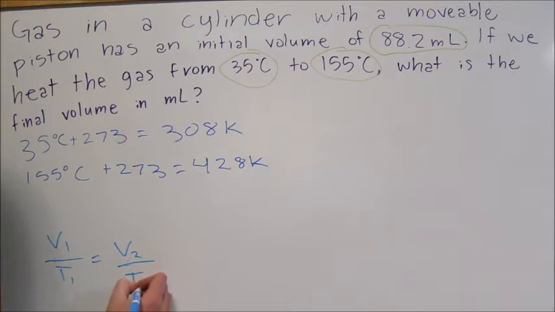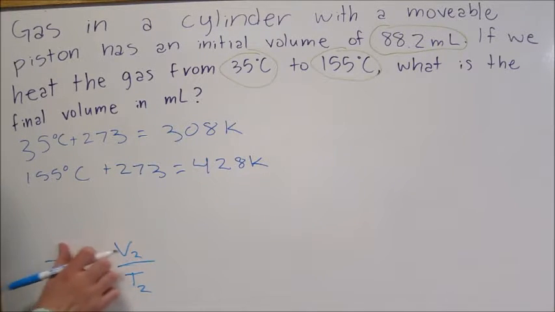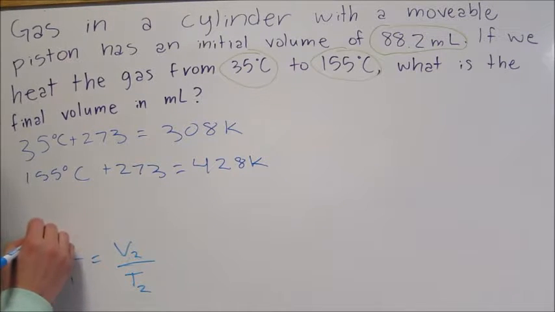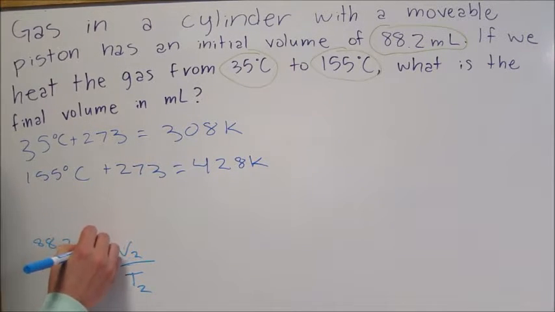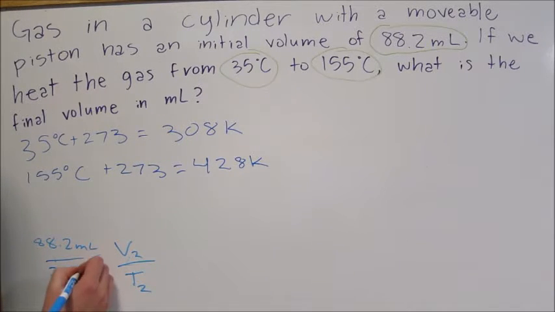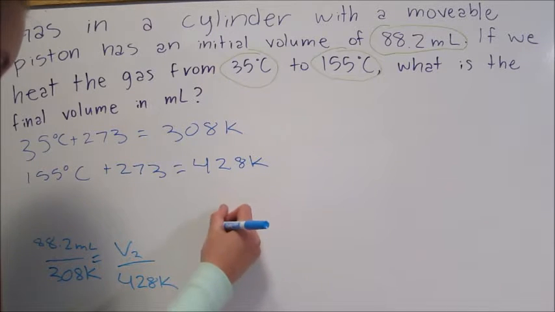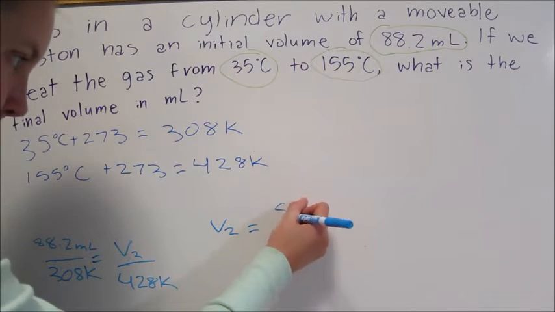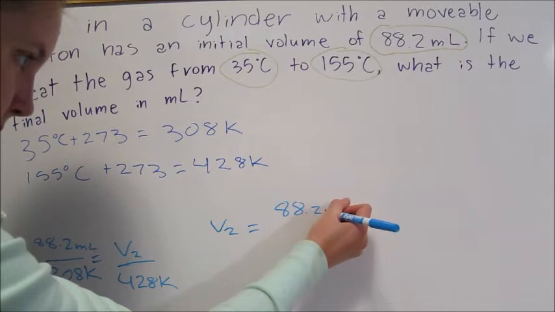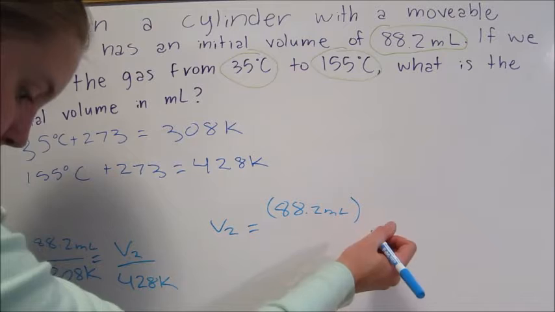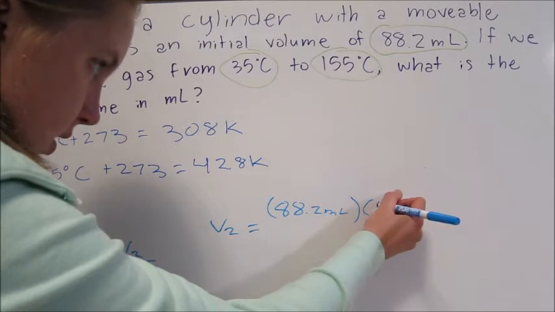And then we'll plug our numbers from the problem in again. So our V1 will be 88.2 milliliters. Our T1 will be 308 Kelvin. Our T2 will be 428 Kelvin. And for volume in these types of problems, your volume does not always have to be in the same units, say liters, as long as they are consistent. So for this problem, we can use milliliters and solve for milliliters rather than having to convert everything into liters.